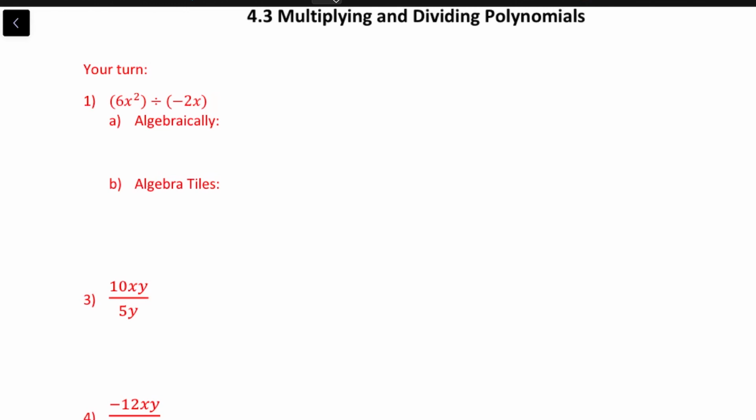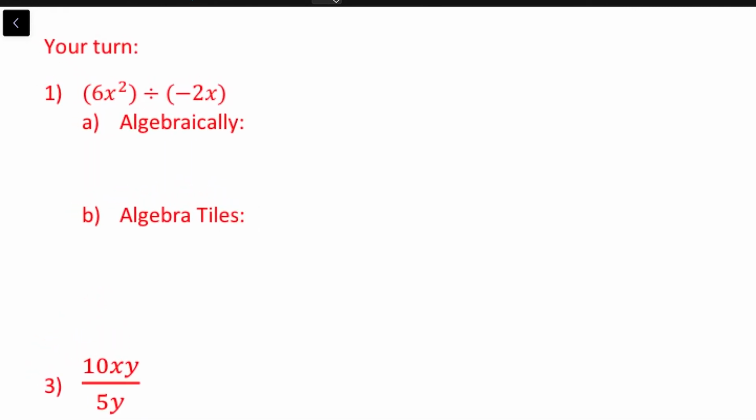I strongly recommend that method, to do it algebraically, because that's the method I want you guys to be comfortable with in the end. All right, so go ahead and pause the video and unpause when you think you got them. All right, I hope that went well for you. We're going to go through these here.